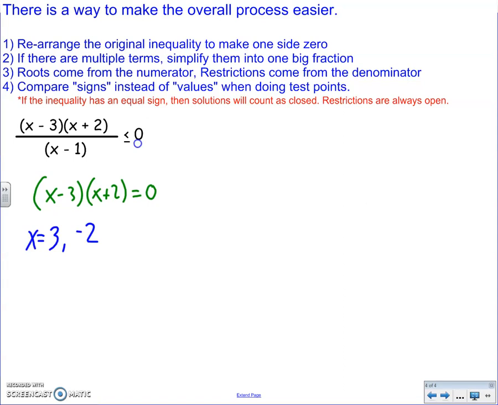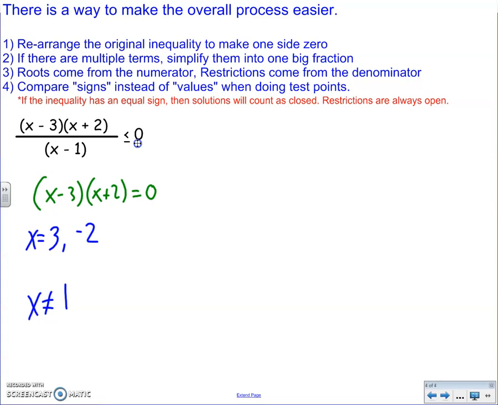Then you look at our restrictions from the denominator only, that we cannot divide by 0. So we say x cannot be positive 1. All right, so that was fast to find everything, again, once you put it in the correct format.